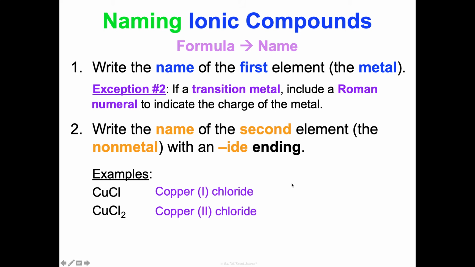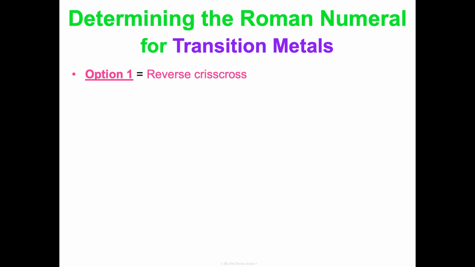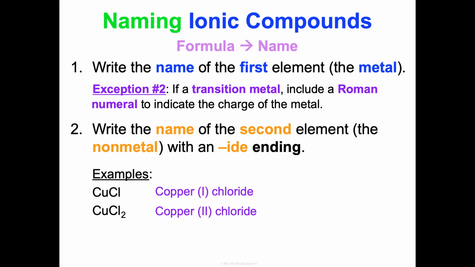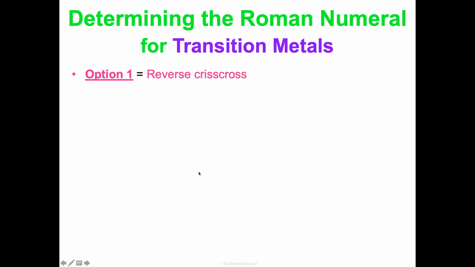So again, how do we figure these out? Because this is hard. Like, how do we do this? What did I just do? I reversed crisscross. That's your first option, is just to do that reverse crisscross applesauce. Another option that's a little bit more complicated but is foolproof is to use visuals or math to determine what charge the cation must have for the overall charge to be 0. And no matter which way you choose, just always double check your work. You can always go backwards and use this and then go in reverse and do the chemical formula, and you'll know if you got it right or not.